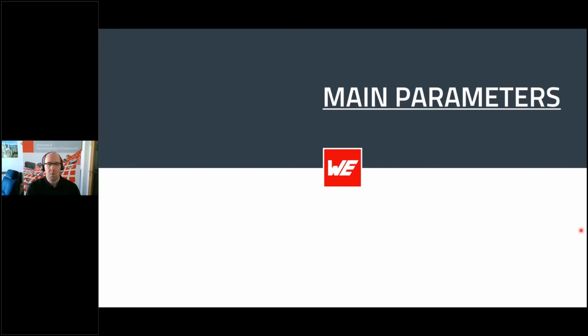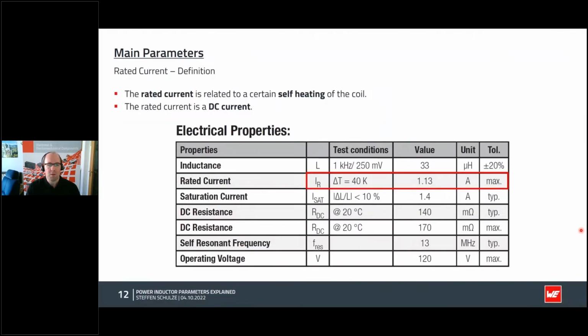So let's see what main parameters we find for power inductors. First, the rated current. The rated current is always based on a certain self-heating of the coil with respect to, or related to, the ambient temperature around the inductor. So for example, if I apply a current of 1.13 amps to the winding, it's a DC current, and I measure the self-heating after some minutes of waiting time, then I can measure 40 Kelvin more, or higher temperature, with respect to the ambient temperature.